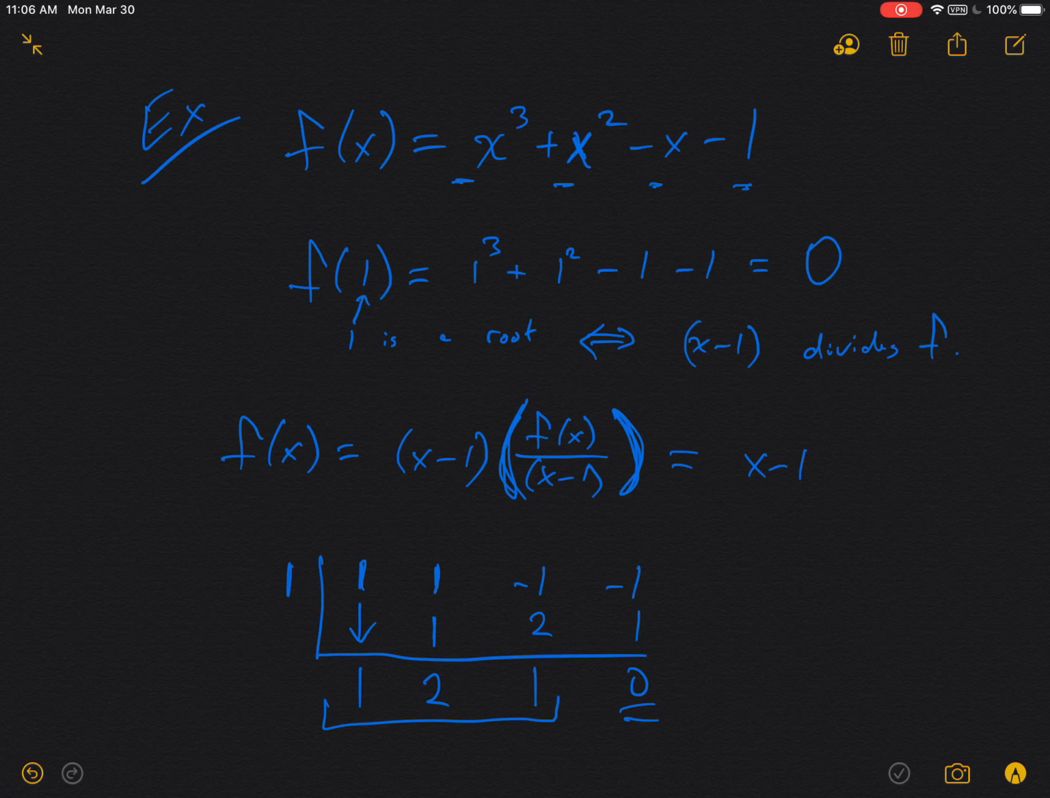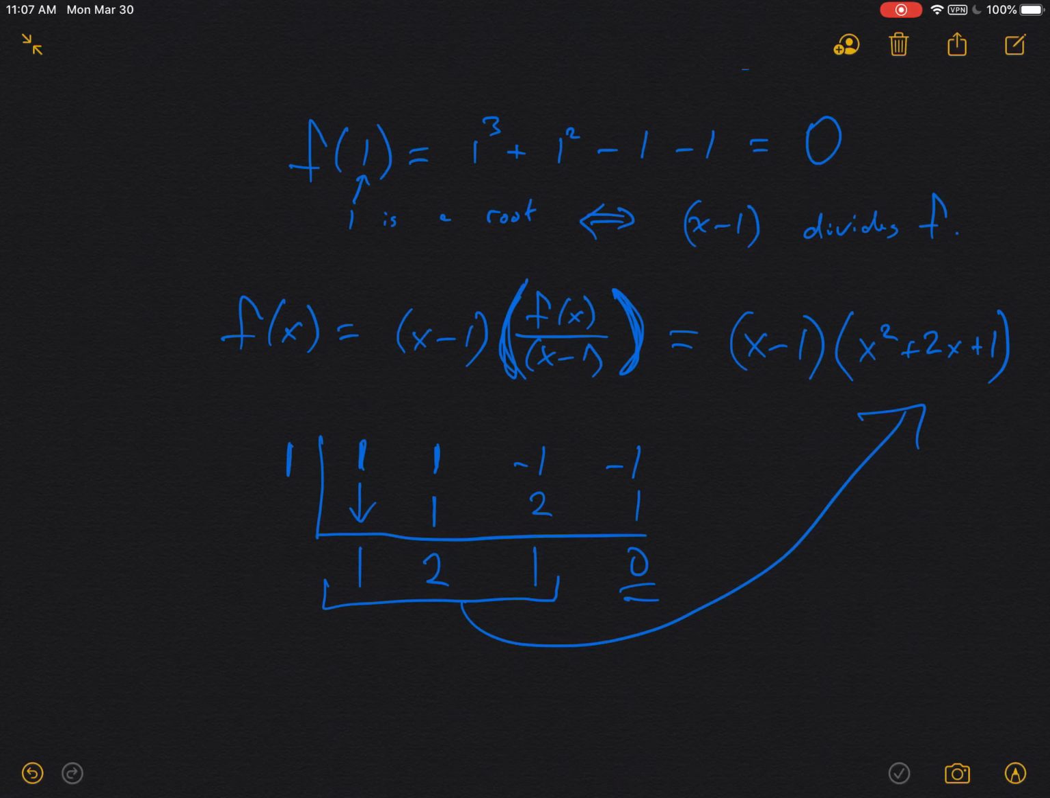and then this is the quotient. So what we've just seen is that the original polynomial f can be factored as x minus 1 times x squared plus 2x plus 1, because that's what we get as our other factor here. So this gives us a way of factoring the original polynomial f that we started with.